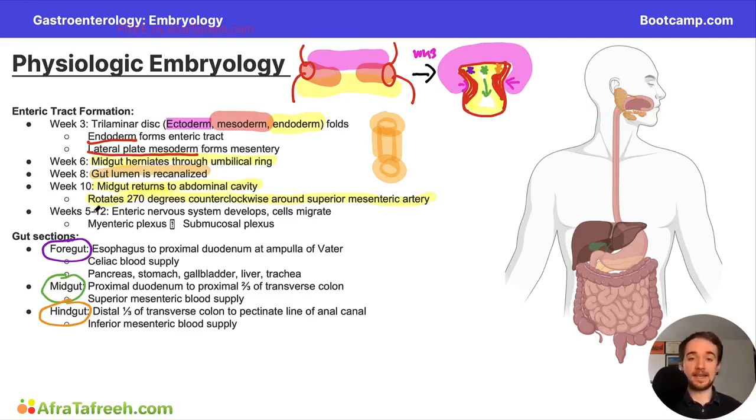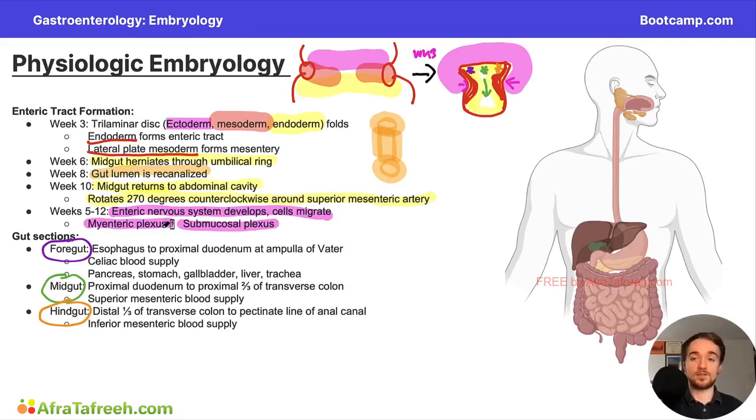Although it's a less testable detail than the rest of what I just described, it's also worth noting that during weeks 5 through 12, the enteric nervous system will develop and the cells will migrate. So during week 5, the cells are developing. By week 12, they should have properly migrated. The myenteric plexus has an edge in development over your submucosal plexus.